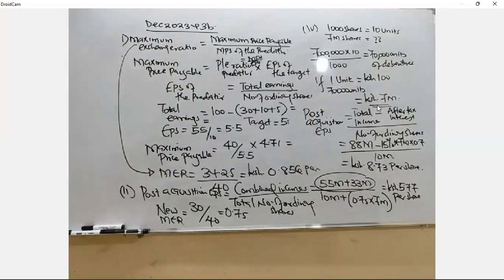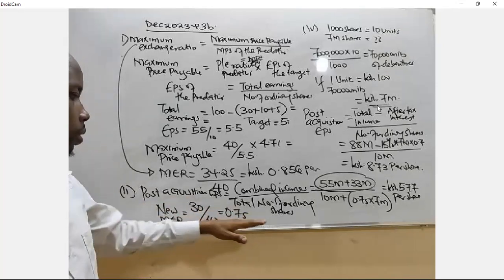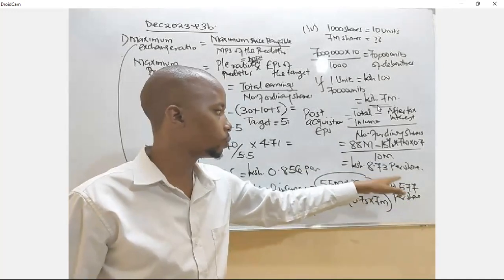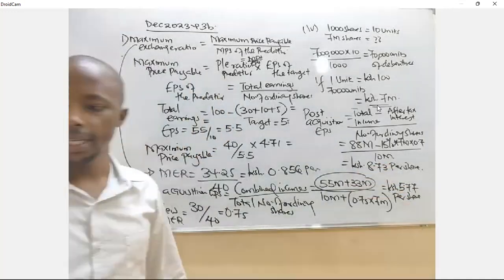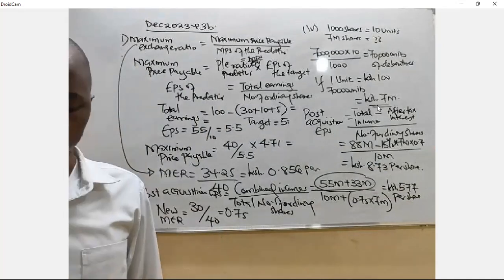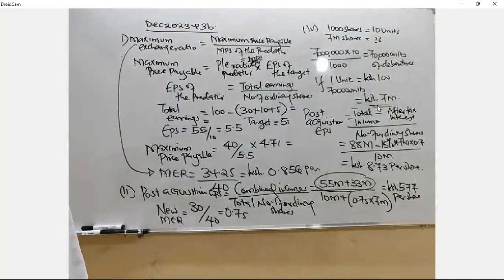8.73 per share. So when you look at that note number 4, you are going to compare the post-acquisition and this one, and then your device. Which one has the highest earnings? That is where your comments are going to come from.